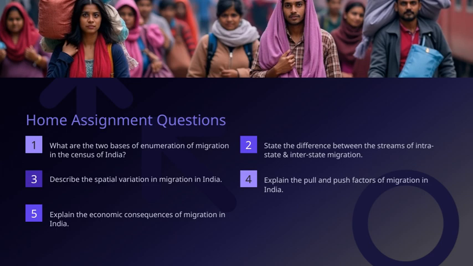Finally, regarding the census of India, migration is typically enumerated based on two main approaches: place of last residence and place of enumeration. These bases help us understand migration flows and patterns more accurately, providing crucial data for planning and policy making. That concludes our discussion on migration. Remember, these concepts are interconnected and vital for understanding the demographic and economic dynamics of India.